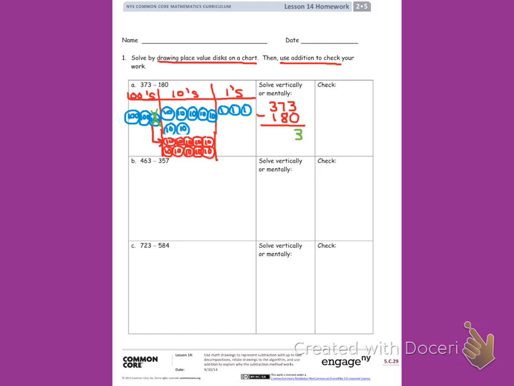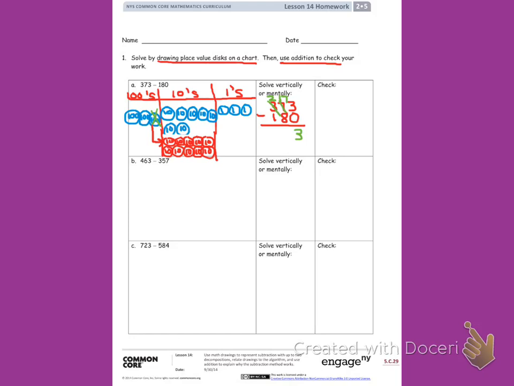Now, I can go ahead and show what I've done over where the vertical algorithm is. I had 7 tens. I need to take away 8 tens, and there weren't enough. So I unbundled a group of 100. I no longer have 3 groups of 100. Now I have 2 groups. And I put those 10 tens in the tens column. So I had 7 tens, and I put 10 more in there. That gave me 17. Now I have 17 tens, and I need to get rid of 8 tens.